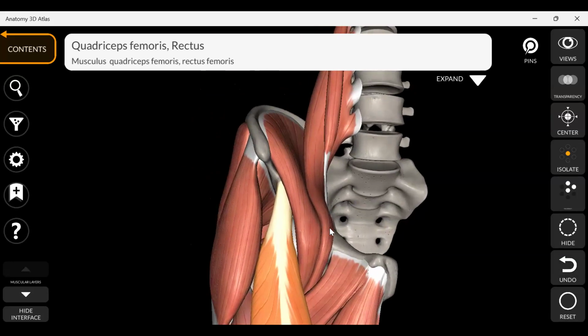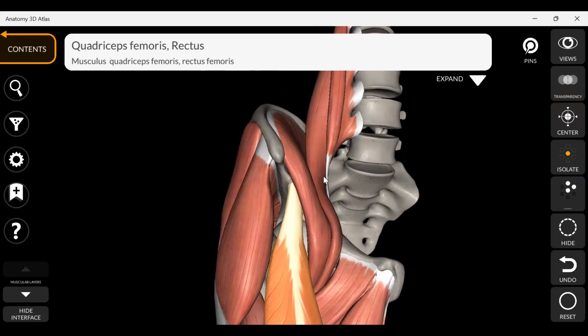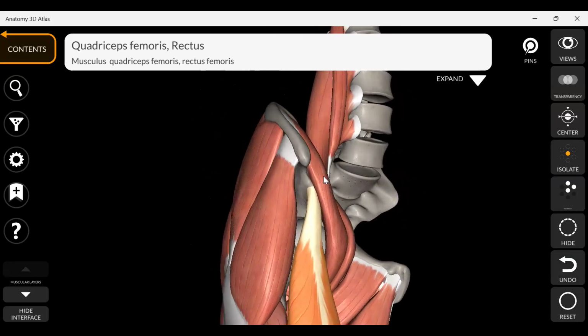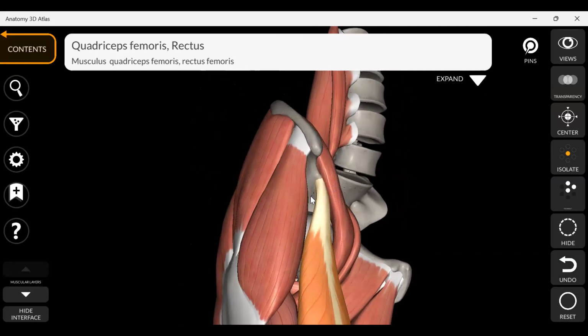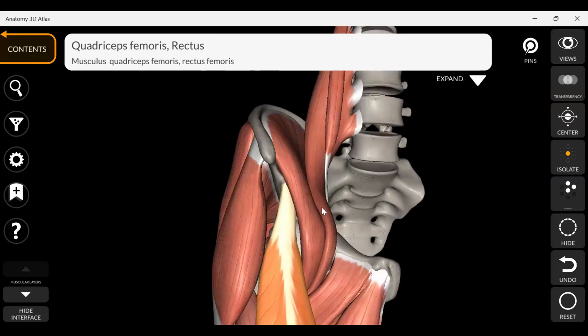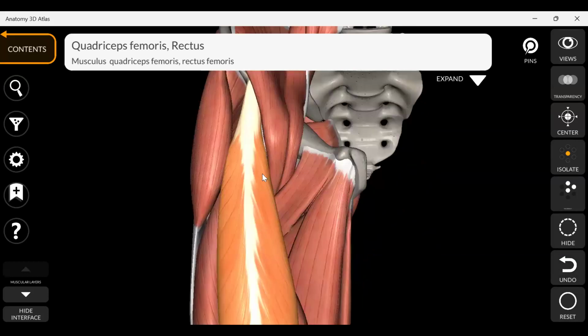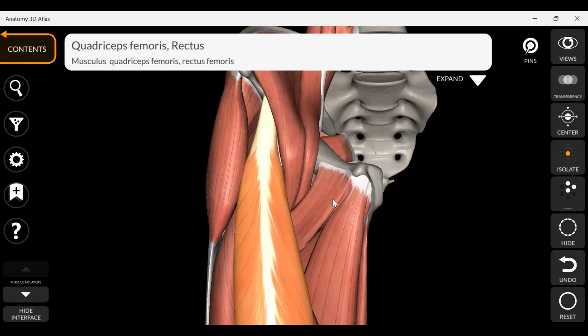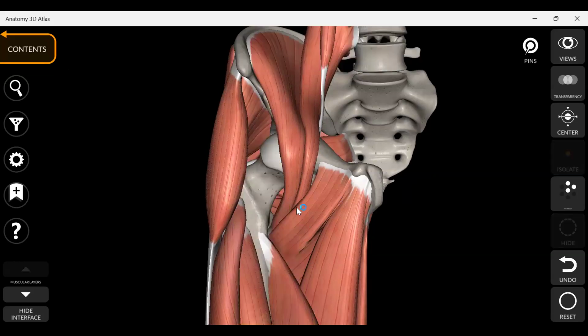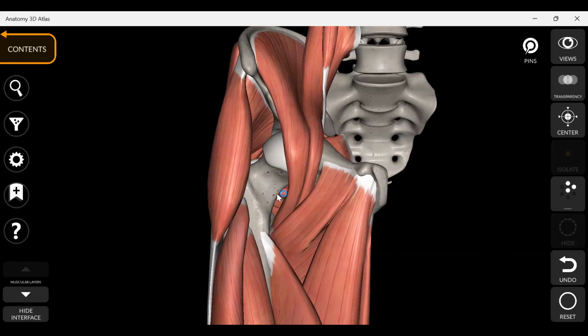Now, rectus femoris takes origin from the anterior inferior iliac spine. At the beginning, I have clearly told you about the anterior inferior iliac spine, and you can see it attaching at this point. Try to remember this anatomy because the same anatomy will be seen in cross section while we'll be seeing the next one. I'm hiding that rectus femoris.